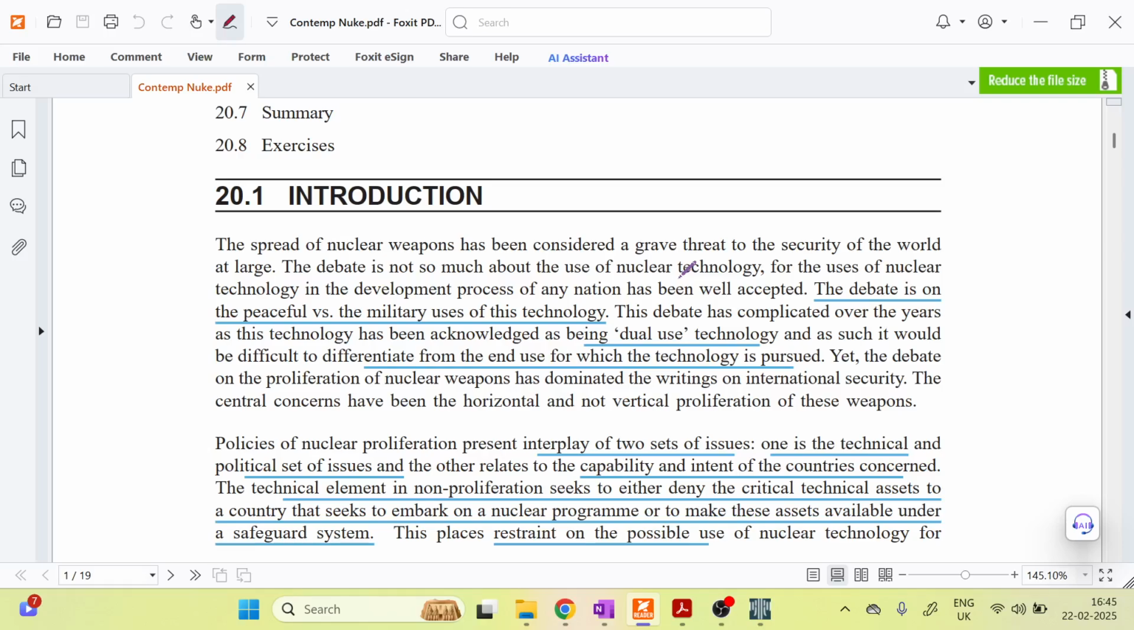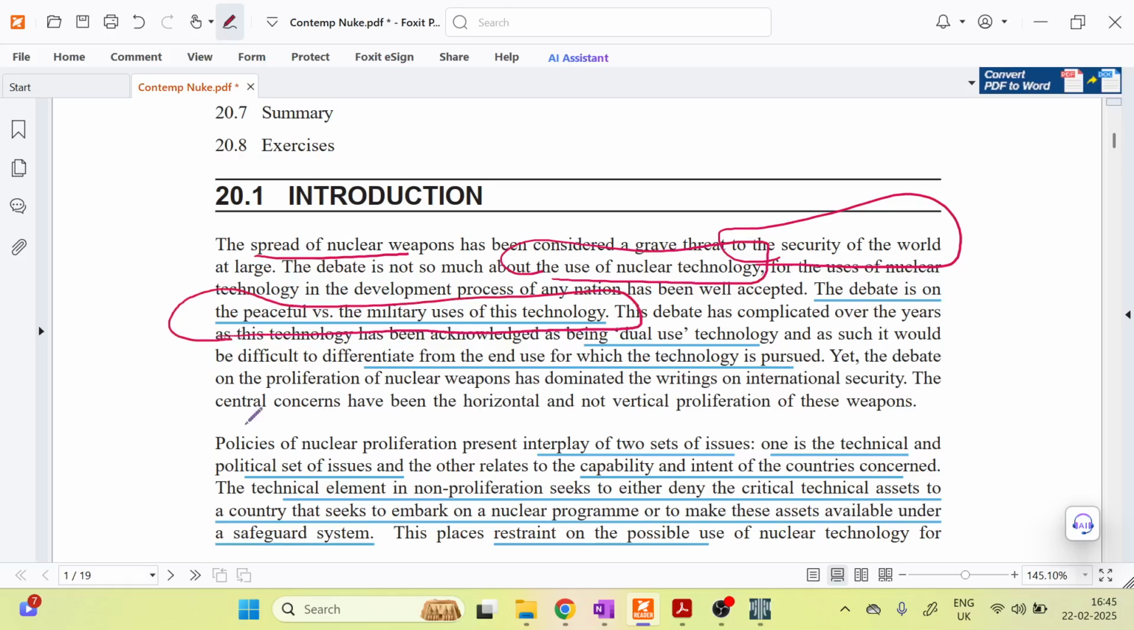I'm going to start with a new topic, a contemporary global concern: nuclear proliferation. Nuclear proliferation is about the spread of nuclear weapons, which is a matter of security to the world. But the debate around nuclear proliferation is not about the use of this technology. The debate is about the peaceful versus military use of this technology.